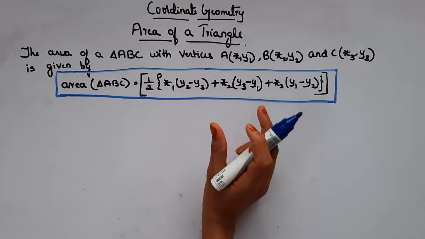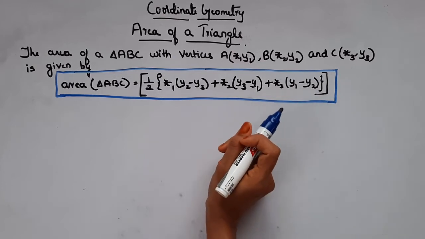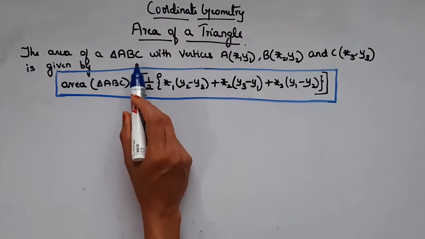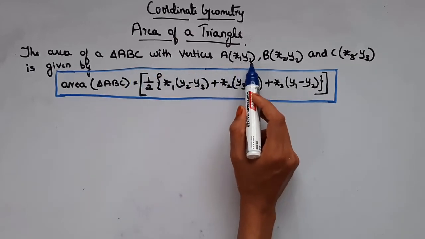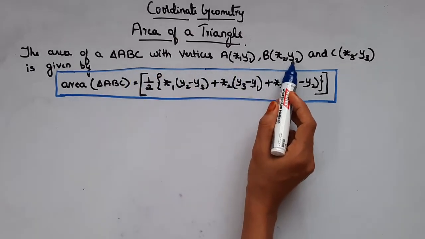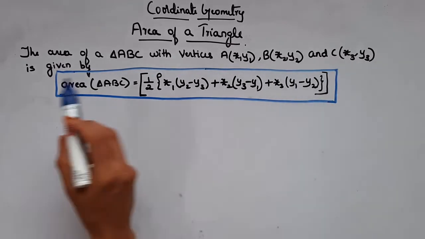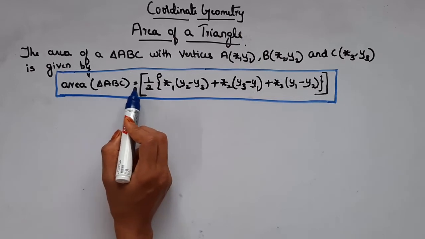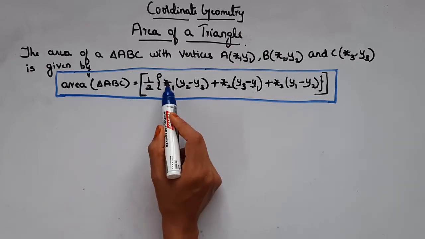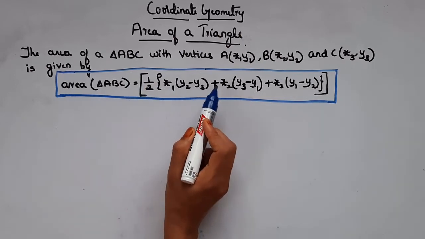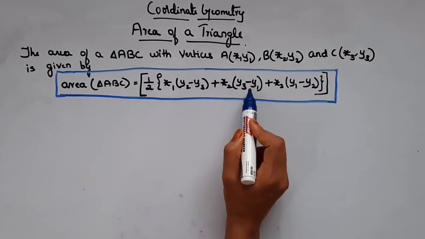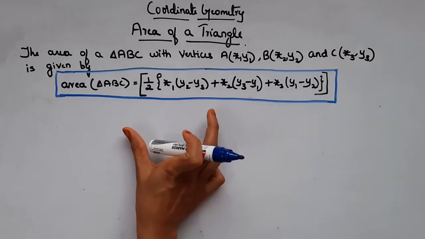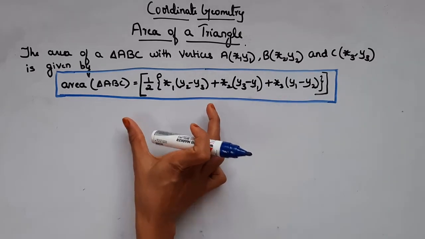Now let's first see how to derive the area of a triangle. Here is a theorem which states the area of a triangle ABC with vertices A(x1, y1), B(x2, y2) and C(x3, y3) is given by: area of triangle ABC is equal to half into x1 into (y2 minus y3) plus x2 into (y3 minus y1) plus x3 into (y1 minus y2). Now let's see how to derive this formula.